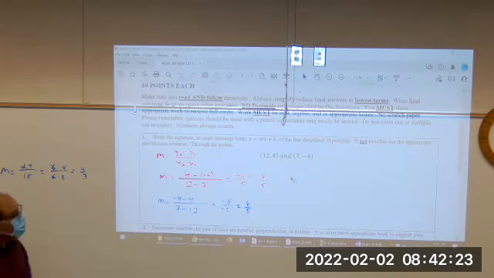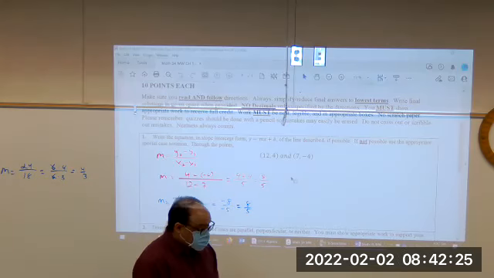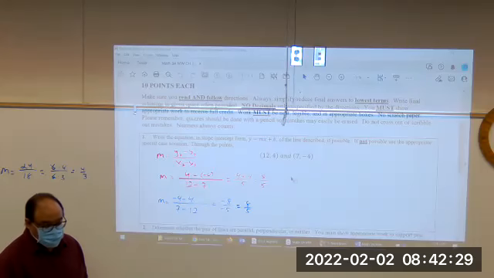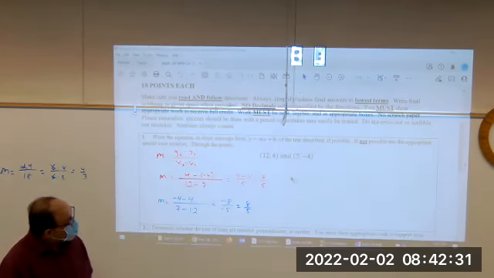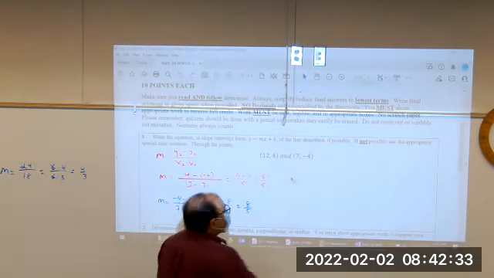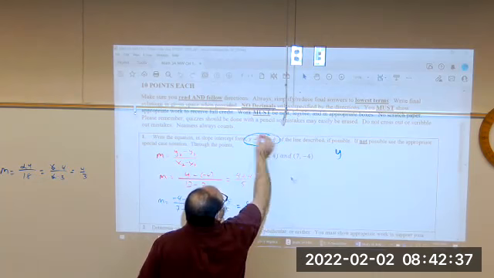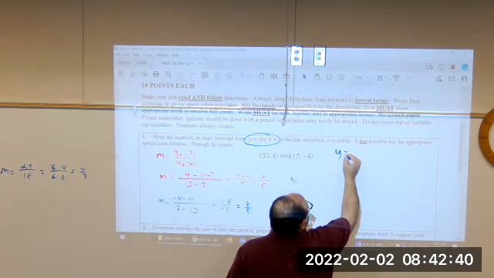Okay. So step 1, find the slope. Step 2, is that a special case? No, it's not 0. It's not undefined. So step 3, you're supposed to write the equation in slope-intercept form. So that's what I'm going to write down.